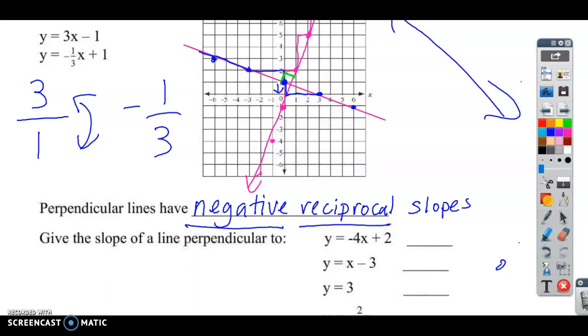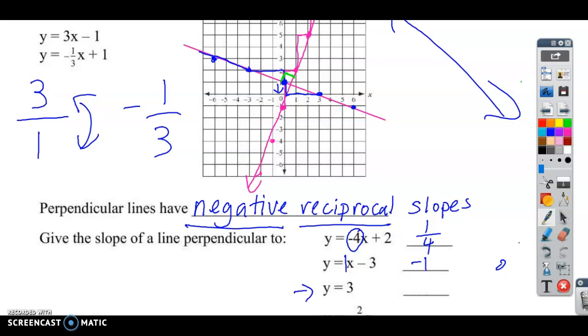So let's see if we can take a look at these examples and figure out a slope of a line that's perpendicular. Well, here's the slope for this one, negative 4. So what's the negative reciprocal to negative 4? Well, it's going to be positive, and then you flip it, 4 over 1 is 1 over 4. Now the slope for this one is 1. When you flip 1 over 1, you're going to get 1 over 1, but it has to be the negative reciprocal.